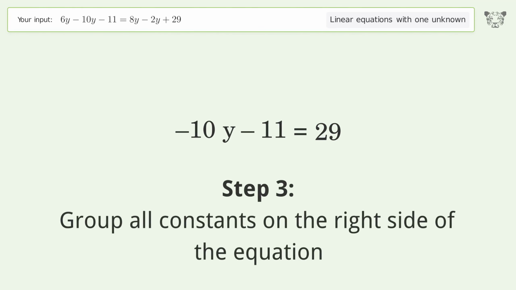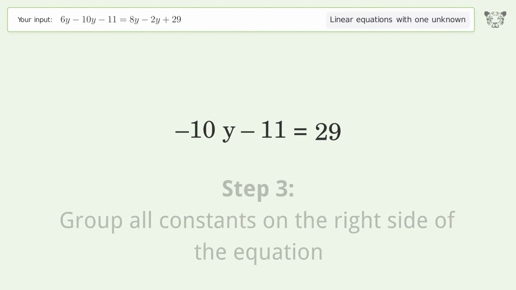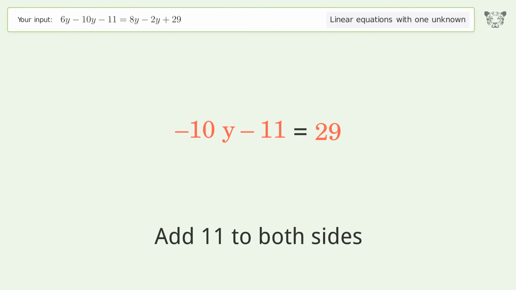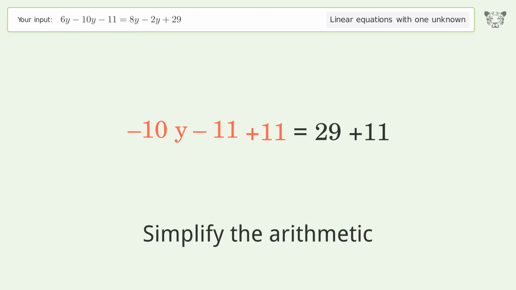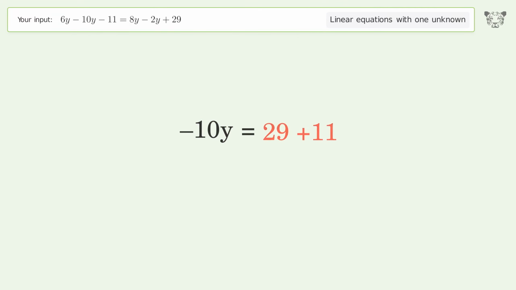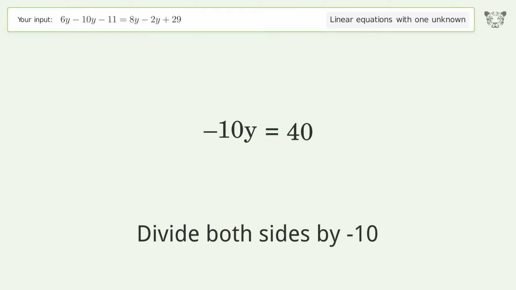Group all constants on the right side of the equation. Add 11 to both sides. Simplify the arithmetic. Isolate the y. Divide both sides by -10.